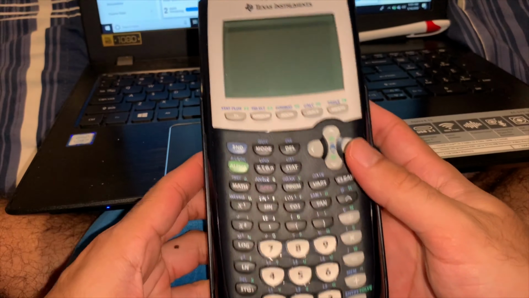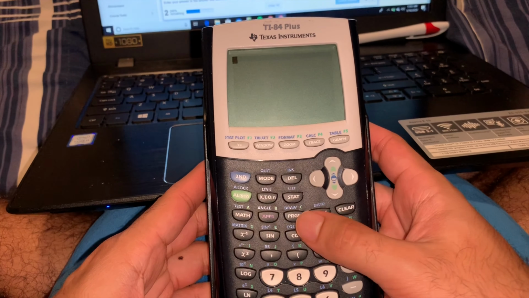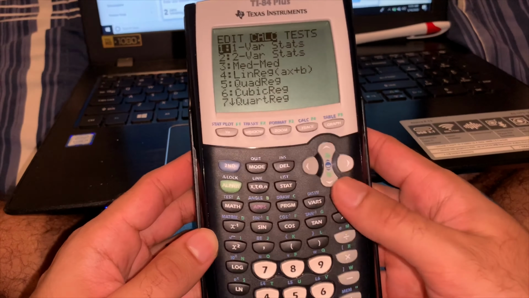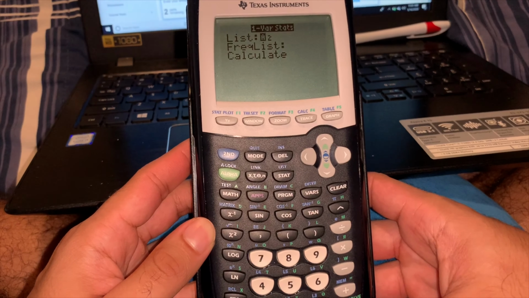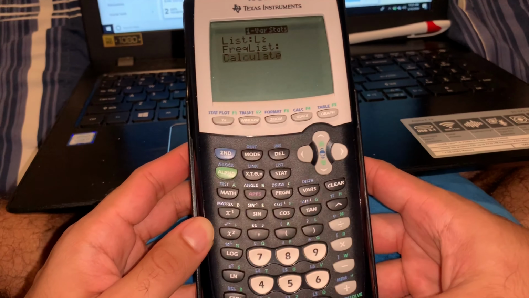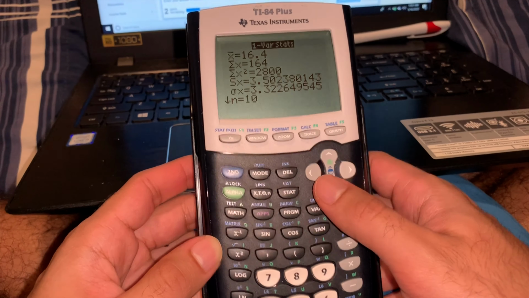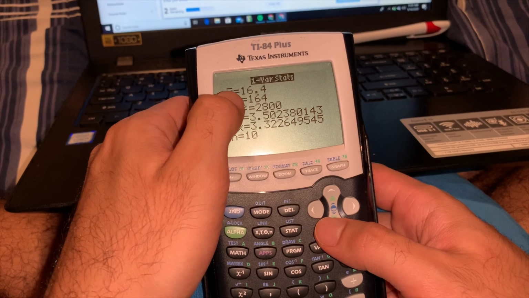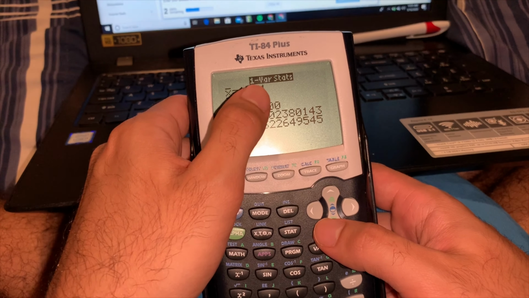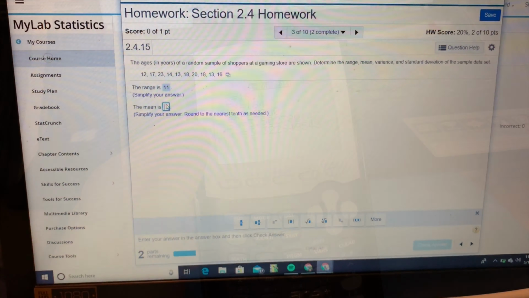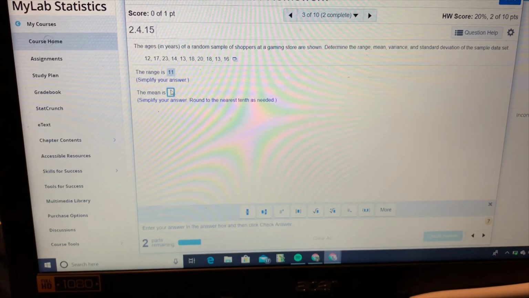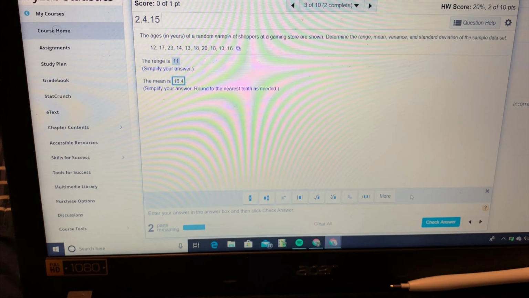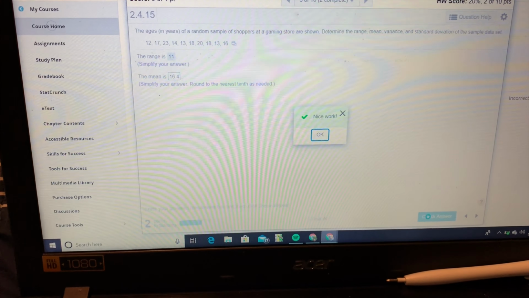To find our mean, we're going to go back to statistics, calculate, enter. I'm gonna select the last one, calculate. I'm gonna open the list number 2. And our mean here is gonna be the first number, this x-bar, 16.4. Once having the mean, we're gonna input it in our homework, and let's see if that is correct. Perfect.